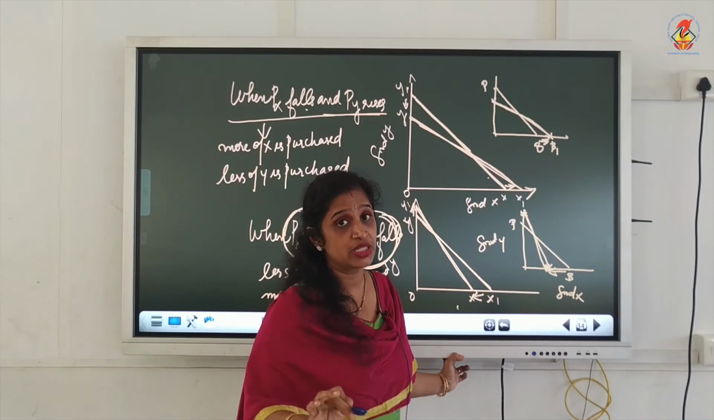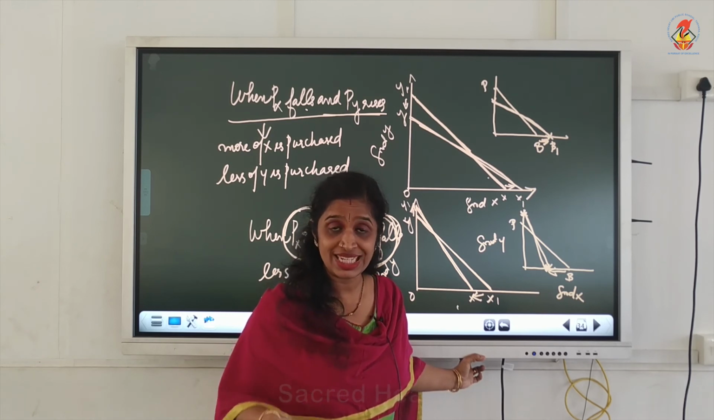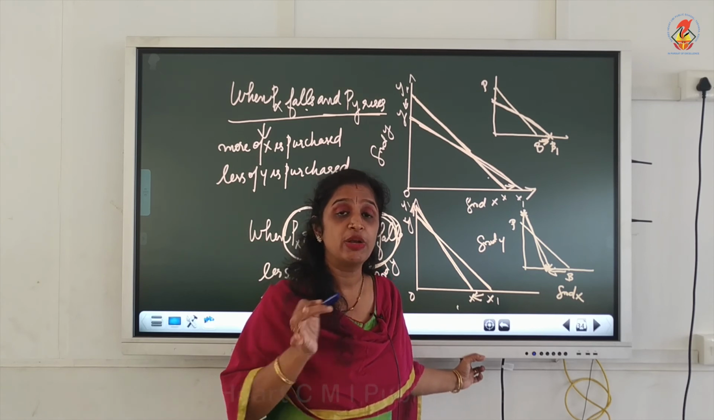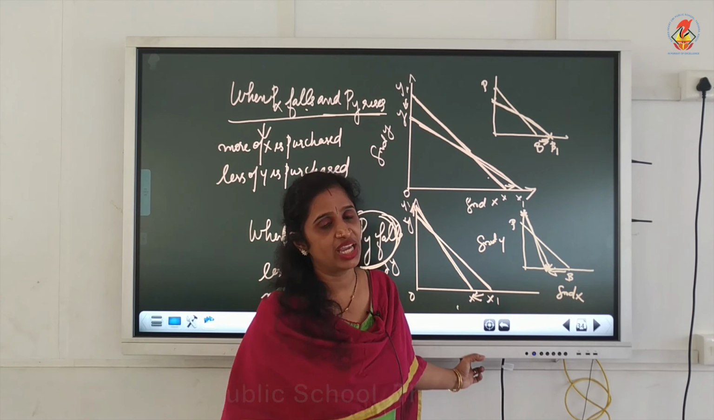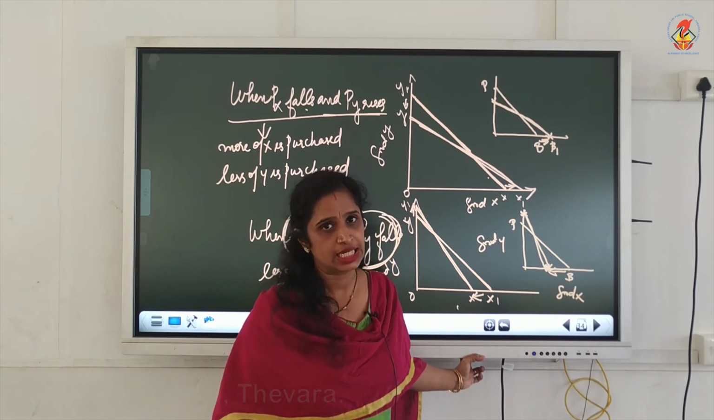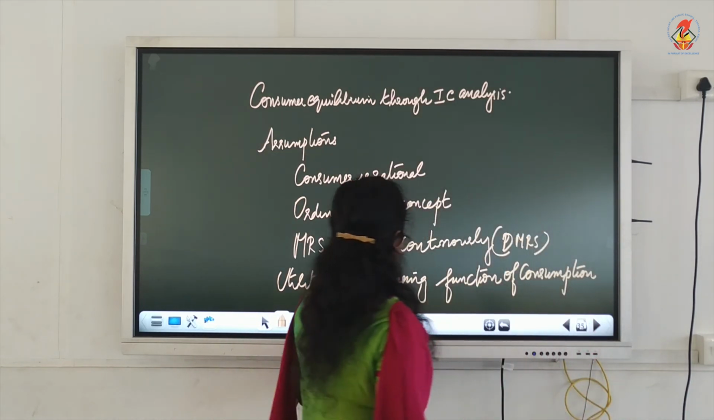So, we have represented all the situations: when the income changes, when the price of X increases and decreases, when price of Y increases and decreases, when both income and price change, when price of X falls and price of Y increases, and when the price of Y falls and price of X increases. These are the different situations where the budget line shifts.